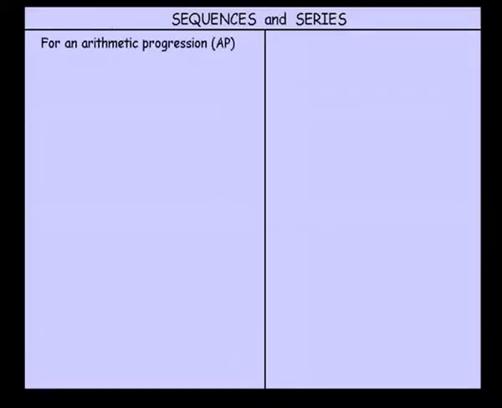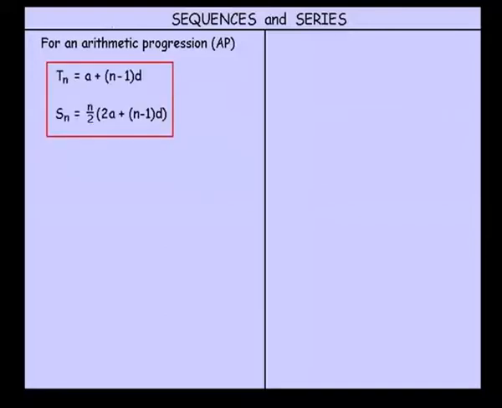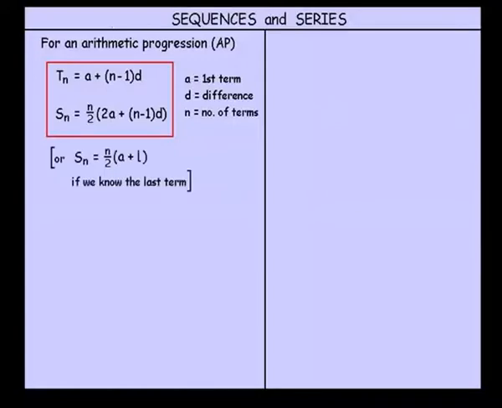Now just to recap, for an arithmetic progression, AP for short, there are our two formulas for term and sum. a is the first term, d is the difference, n is the number of terms. Or remember, if we know the last term, we can use the shortened version if we're asked to find the sum.